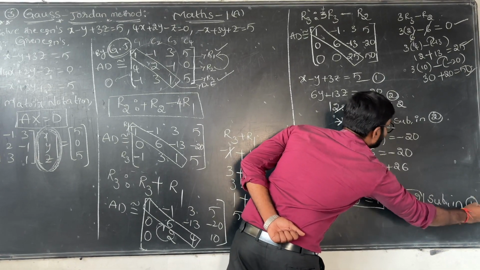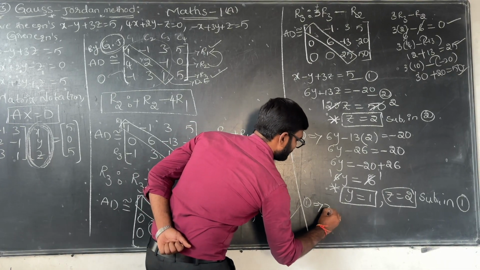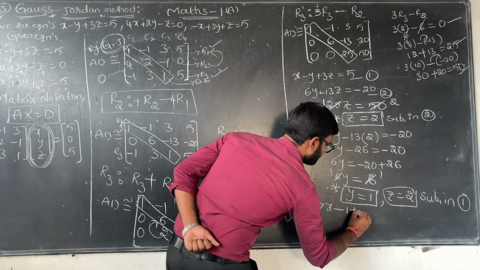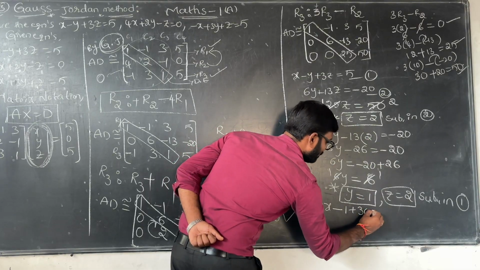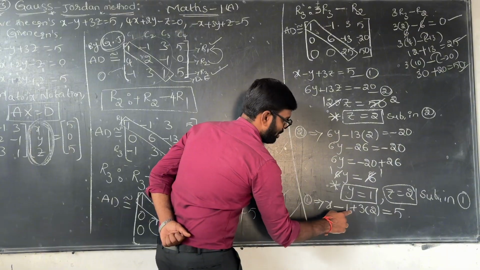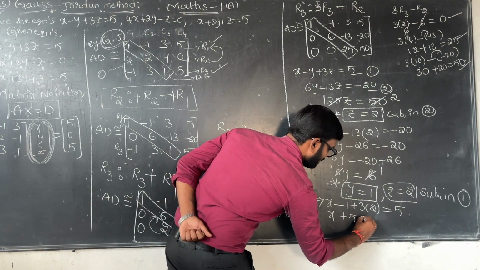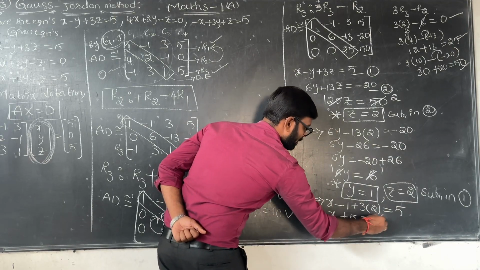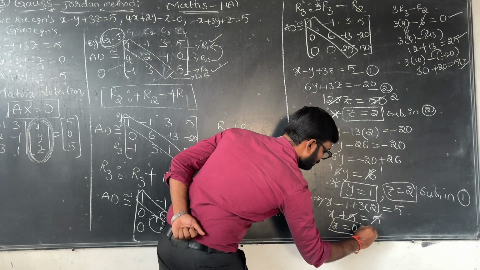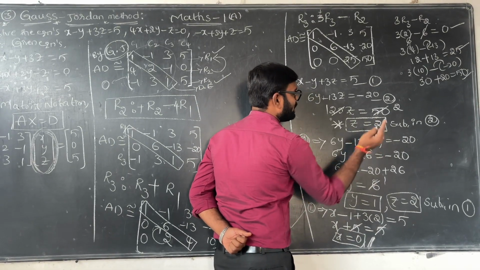Substitute in the first equation. What is the first equation? Tell me. x minus y. What is the y value? 1. Plus 3 into what is the z value? 2 is equal to 5. x, 3 2s are 6. 6 minus 1 plus 5 is equal to 5. Here plus 5 gets cancelled. So finally x is equal to 0. So here x is equal to 0, y is equal to 1, z is equal to 2.